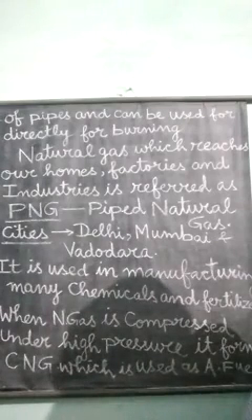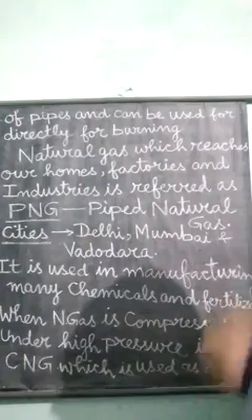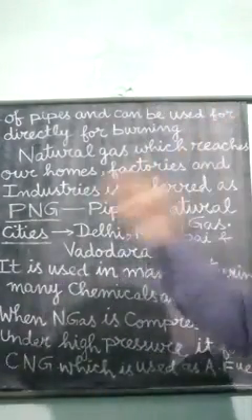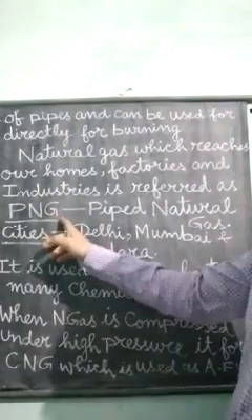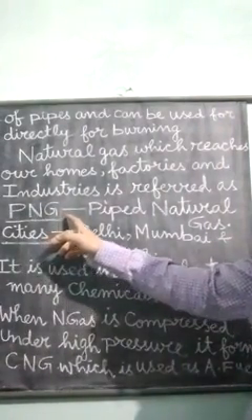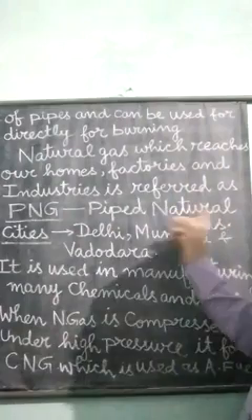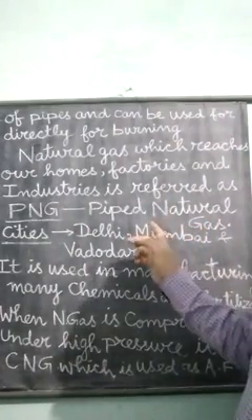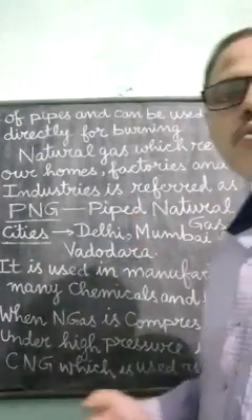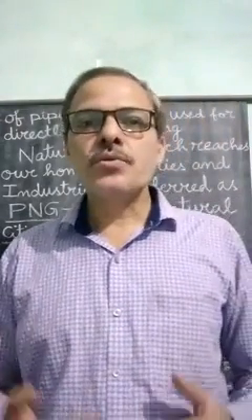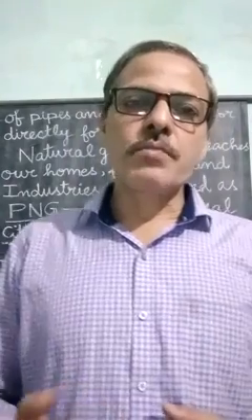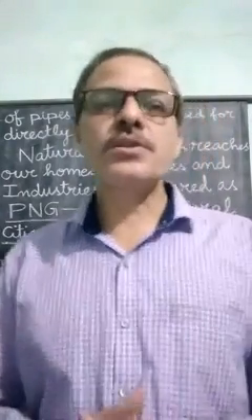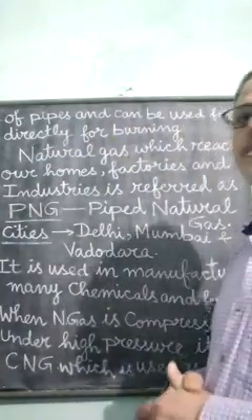And CNG, what is it? That is the compressed natural gas. Similarly, what is the expanded form of PNG? The expanded form of PNG is piped natural gas. And why has this name been given to the natural gas as piped natural gas? Because it can be distributed and supplied from its source through the network of pipes. That is why it is also called PNG or piped natural gas.